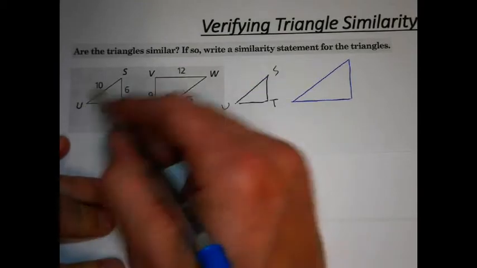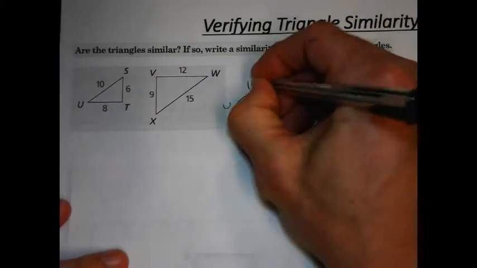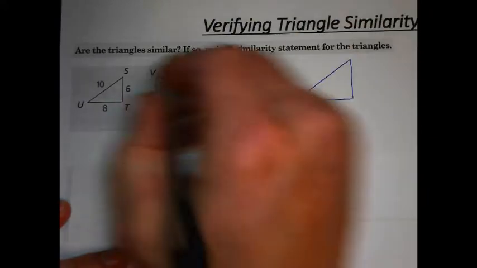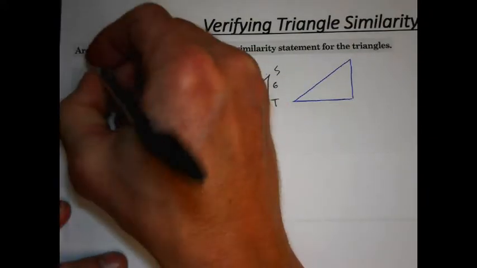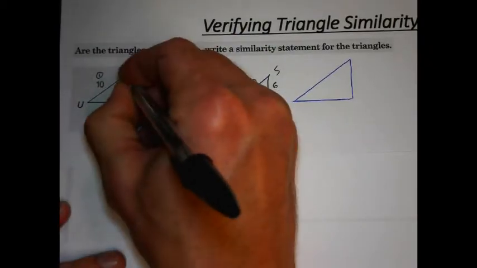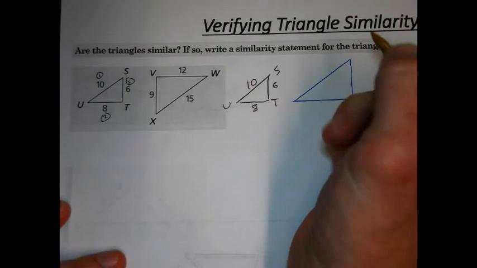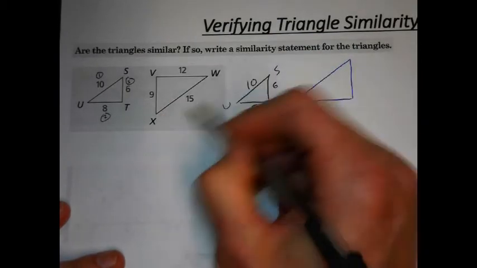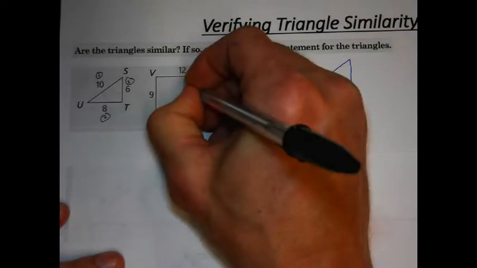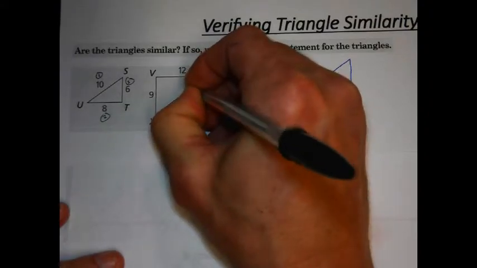Okay, so how is this going to work? I know this triangle is UST, and I know the distances are 10, 6, and 8. Now, 10, of the three, is the longest, so I'll label that with a 1. 8 is the second longest, I'll label that with a 2. And 6 is the shortest, I'll label that with a 3. So, of the other triangle, the bigger triangle, which side is the longest? 15 is the longest.